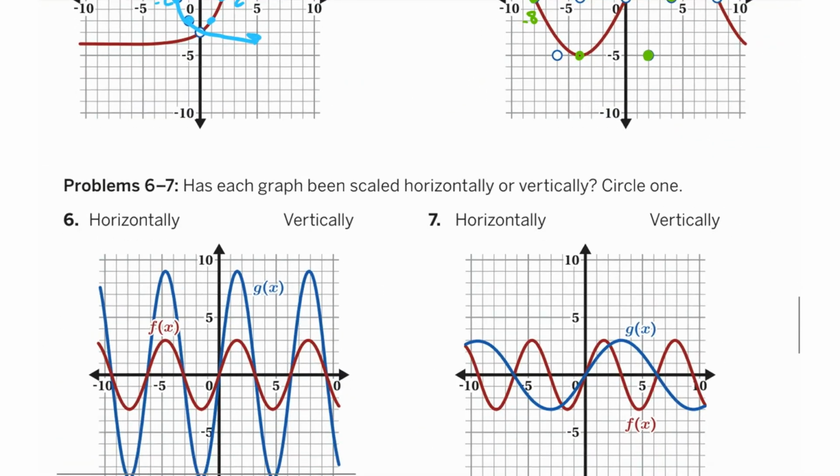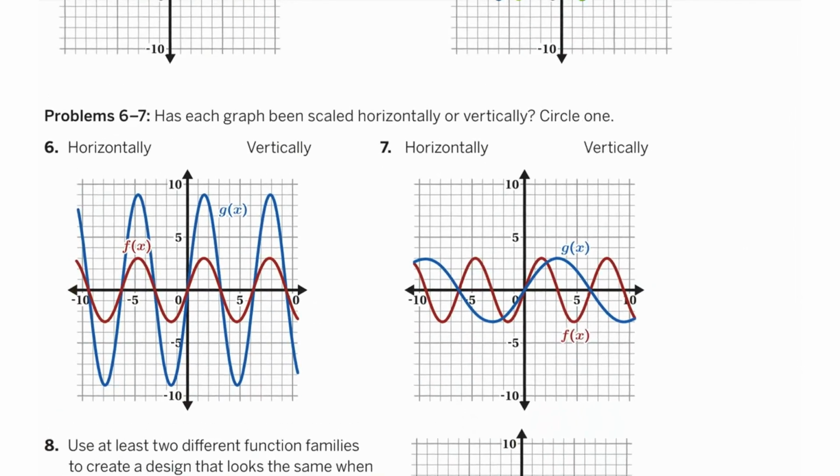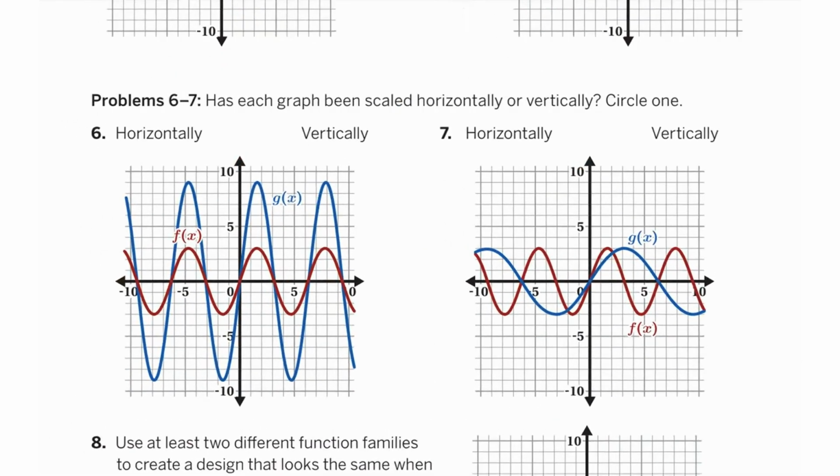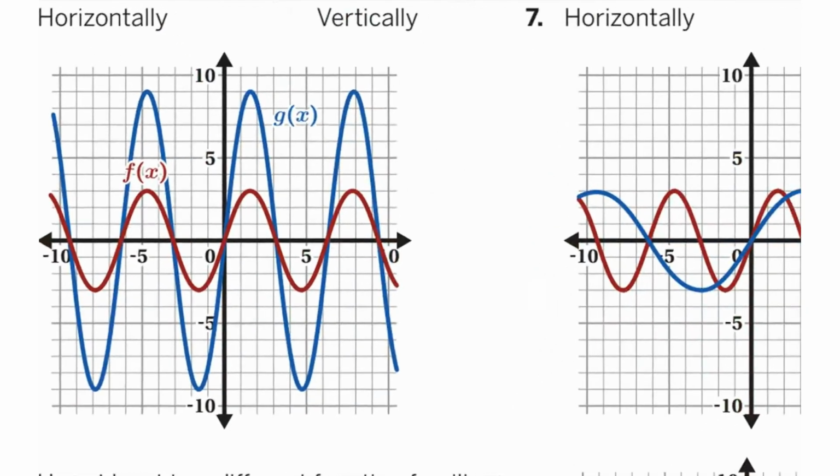All right, problems 6 and 7. Has each graph been scaled horizontally or vertically? When we are going through this, we want to take a look to see, are the x values changing or are the y values changing? And when we see these, if we take a couple of specific points to look at, for example, this one matches up with our new function. This one, it seems to me that they have the same x value, but then the y value is getting larger. Same thing with this minimum value. The x value stays the same, but the y value is stretching. And so we can see here that since it's the y values that are changing, we would say that this is being scaled vertically.